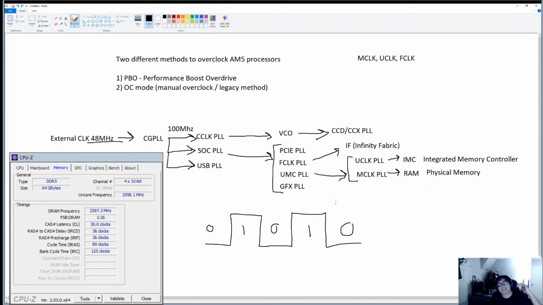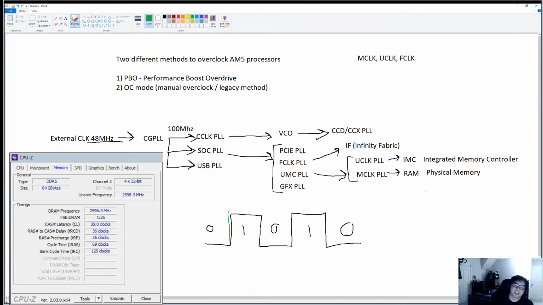So when we run in synchronous mode, that means that I want to send a command from the CPU to memory, or I want to do some kind of work, every clock cycle.